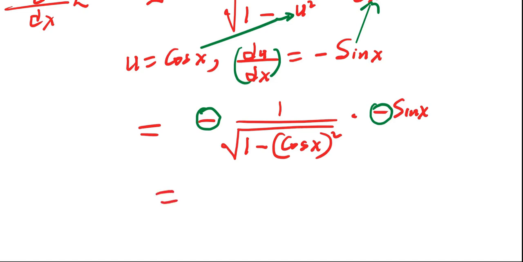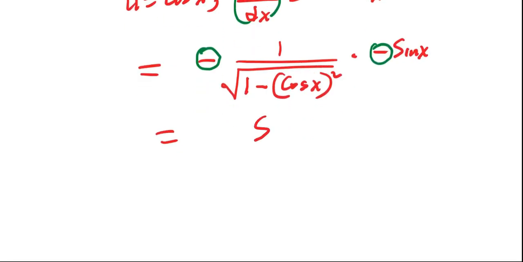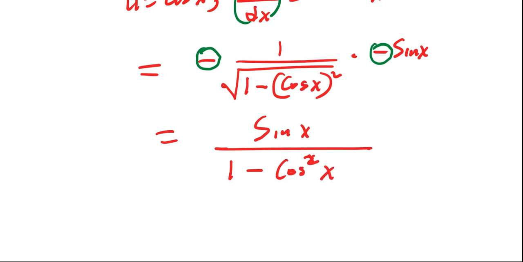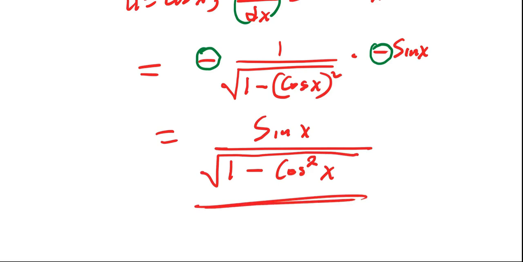So this will be equal to sine x over the square root of 1 minus cos squared x, which is simply sin squared x. Remember to put this in the square root. So this is the answer to this question, and I hope it makes some sense. Alright, let's move on to the next question.